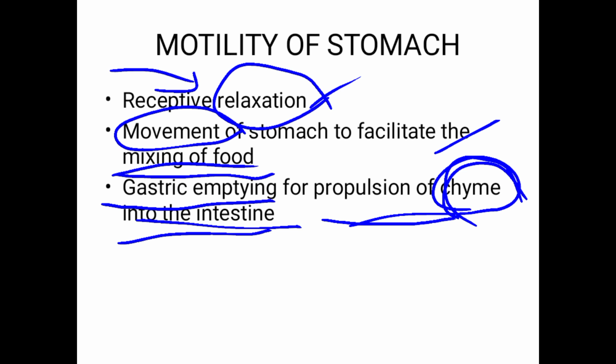Because of this relaxation of the smooth muscle, we can take more and more food. So a large quantity of food we can take at a time. Otherwise, if it is not relaxing and it is constricting, we can't take that much food. So like that. Next is the mixing movements.